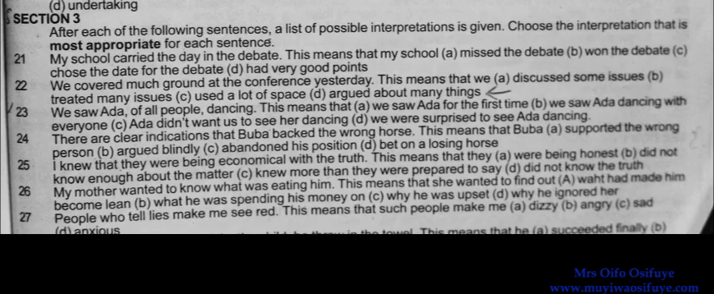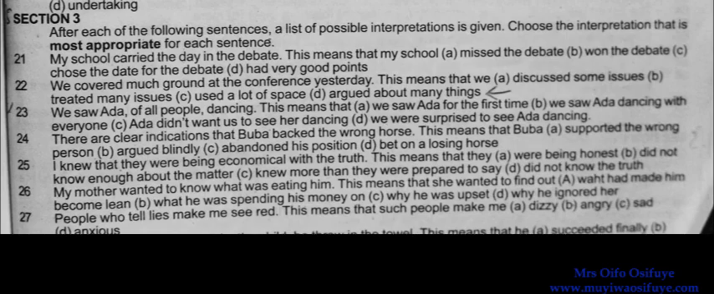Option D, argued about many things. Again, option A, discussed some issues. Option B, treated many issues. Option C, used a lot of space. Option D, argued about many things.